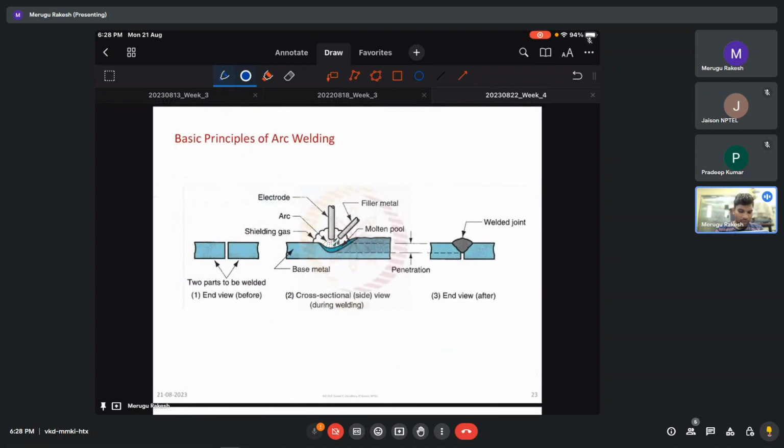Initially we have two parts that are going to be joined, and this is the cross-sectional view. Here we have an electrode, and we are using filler from an external source. Then we have a shielding gas to protect the weld pool from the atmosphere. Finally, we get this weld between the two plates. This is called the penetration, and this is called the root. This top portion is called reinforcement.